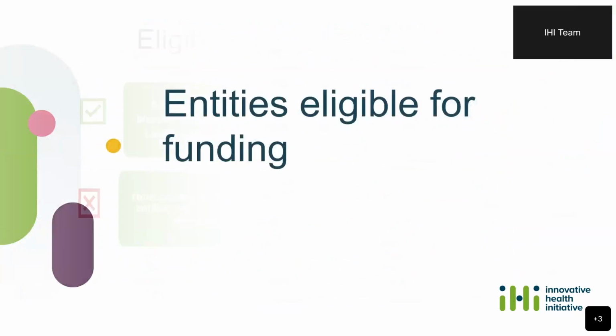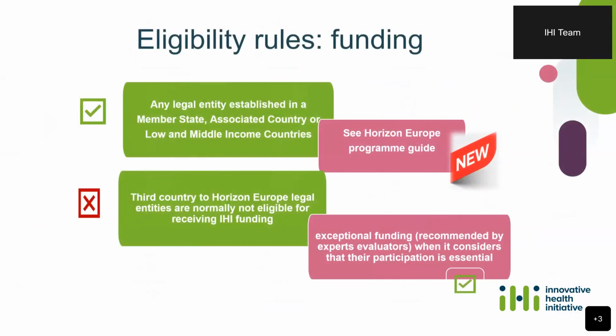So that's the participation. The funding, I've touched on this, but at the risk of repeating, anybody can participate, any legal entity can participate, but funding is different. And here we say, for funding, any legal entity established in a member state, associated country, or LMIC is theoretically eligible for funding. If you are a third country, and a good example of a third country, so not a member state, not an associated country, or a low and middle income country, would be the US, you are not normally eligible for funding. However, as you can see in the bottom right-hand corner, in very exceptional situations, given a range of factors, there is the possibility for entities coming from third countries to receive funding when the IHI program office considers that their participation is essential. And we will probably deal with that a little later on.